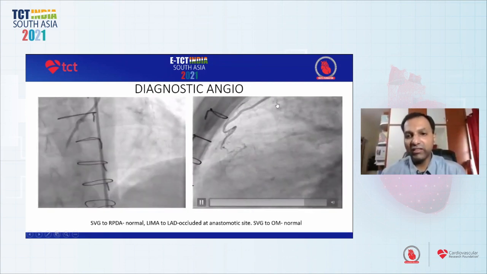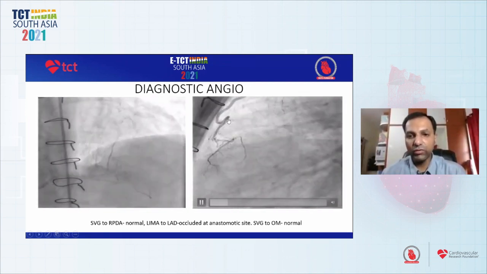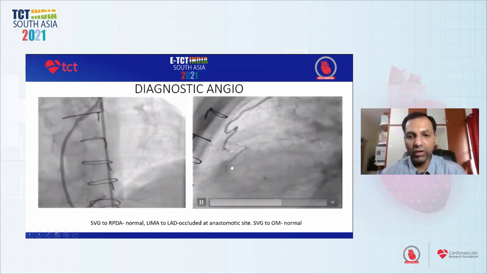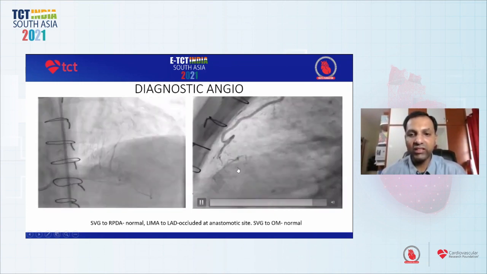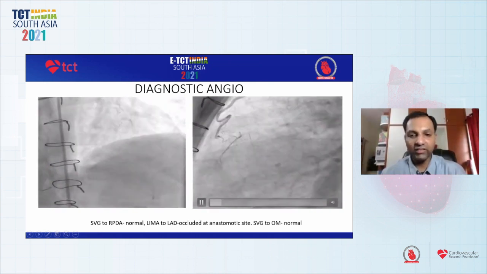And this is a LIMA injection, which shows a very tortuous LIMA, almost 2 S-shaped bends. And after the anastomotic point, there's absolutely no filling of the LAD. What you're seeing is some amount of diagonal filling.